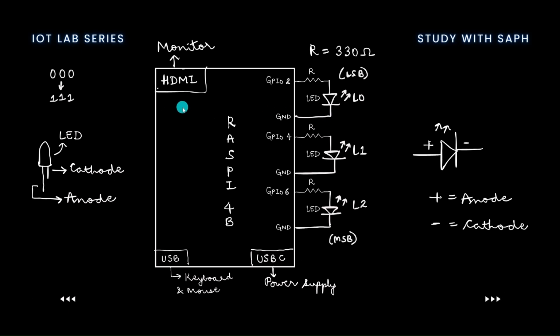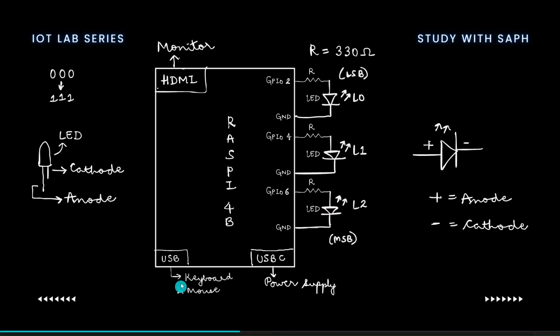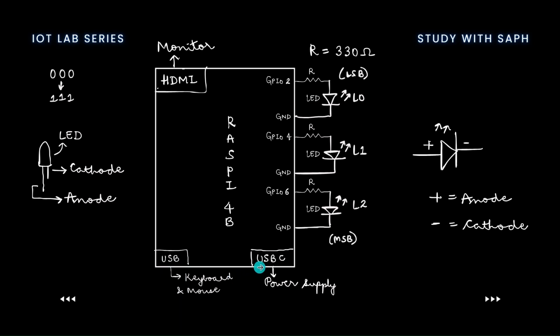Apart from that, we need to connect the micro HDMI port of the Raspberry Pi to the monitor. The keyboard and mouse are connected using the USB ports, and we will be giving the power supply to the Raspberry Pi using the USB-C port.